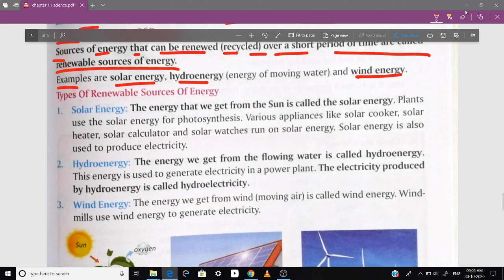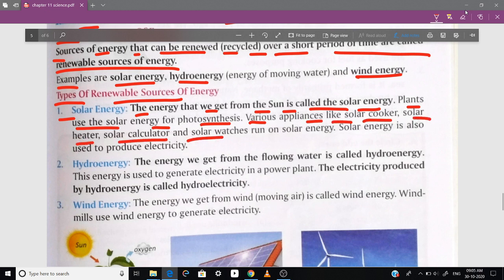Now, types of renewable sources of energy. Solar energy: the energy that we get from the sun is called solar energy. Plants use solar energy for photosynthesis to make their food. Various appliances like solar cooker, solar heater, solar calculator, and solar watches run on solar energy. Solar energy is also used to produce electricity.